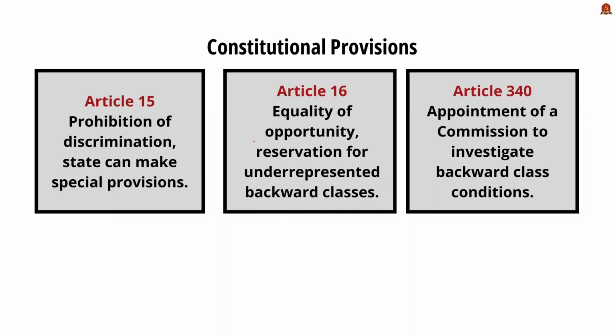Now looking at the constitutional provisions regarding OBC. Article 15 deals with prohibition of discrimination. Under this, the states can make special provisions. And there is Article 16 which deals with equality of opportunity, and reservation can be made for underrepresented backward classes. Article 340 deals with the appointment of commission to investigate the conditions of backward class. So these are three important articles regarding OBC.